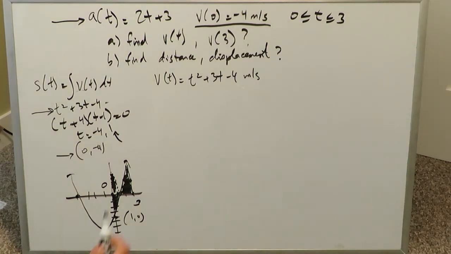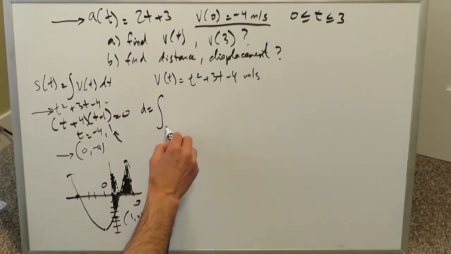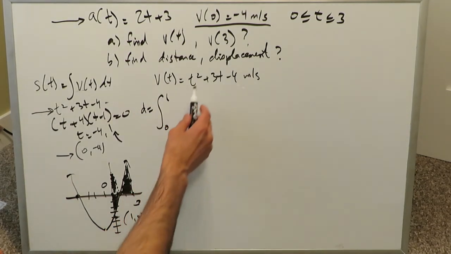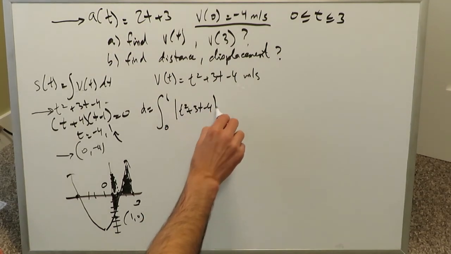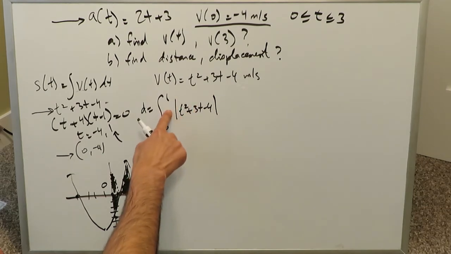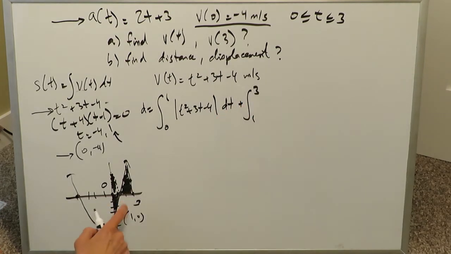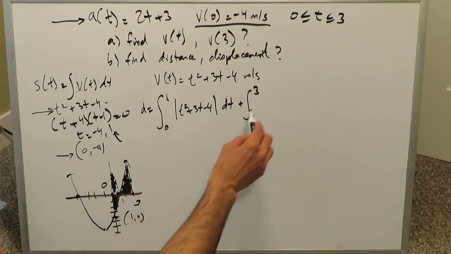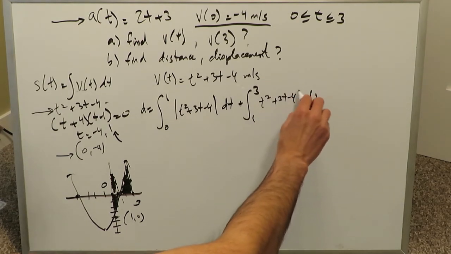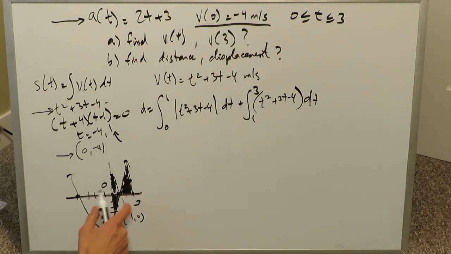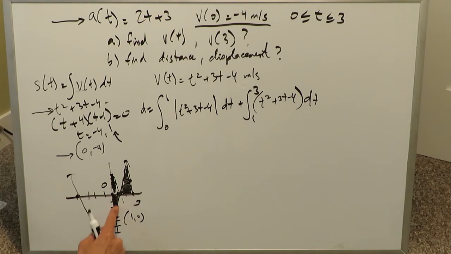So let's do that. The distance calculation will go this way. Let's just write distance here. It's going to go from 0 to 1. We have to bring in the absolute value of this function. We'll do t squared plus 3t minus 4, or you can just put a parenthesis with a minus outside, it's all the same, dt, plus from 1 to the remainder of this interval, from 1 up to 3, we'll capture the rest. This will be t squared plus 3t minus 4 dt. This does not require an absolute value parenthesis because this already represents an area which is positive. This requires the absolute value parentheses because this is a negative area.